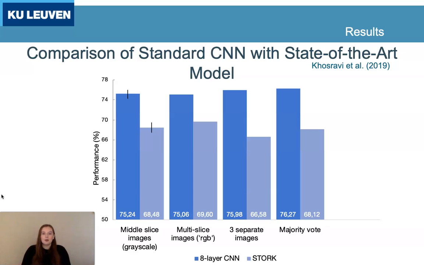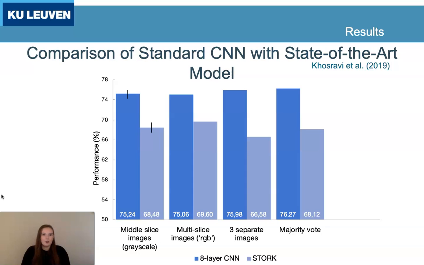And we compared the performance of our standard neural network with a state-of-the-art model by Khosravi and colleagues, and they trained the neural net on data taken at the Blastocyst stage, so the 5th day of cultivation, and they achieved above 90% accuracy. And we wanted to see whether this high-performing model would also perform really well on data taken at the cleavage stage. But as you can see in this graph in light blue, their model named Stork did not perform really well on our data.